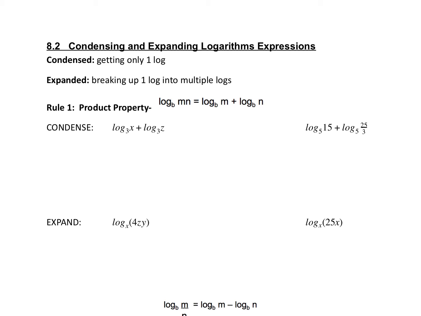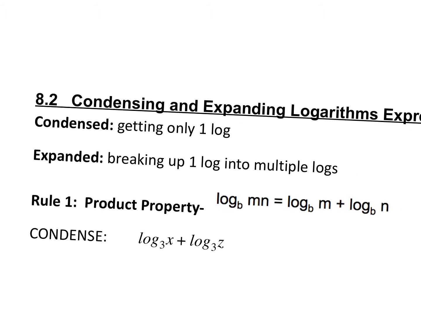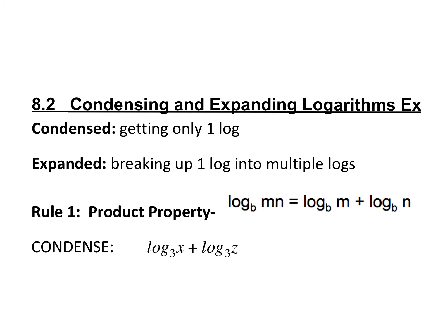8.2 is going to be over condensing and expanding logarithmic expressions, okay? There is a difference between these. Condensing is when we end up with 1 log in our answer. That's the important part. What does condense mean? To compact or to get shorter, smaller, right? That is the whole goal. When I tell you to condense something, I'm asking you to take the bigger version of it and make it smaller. So take multiple logs and make them 1, okay?